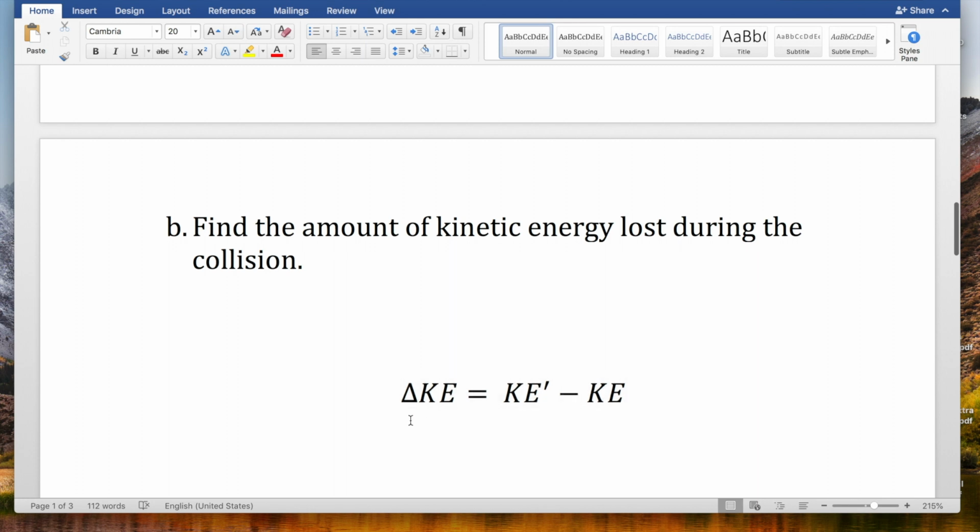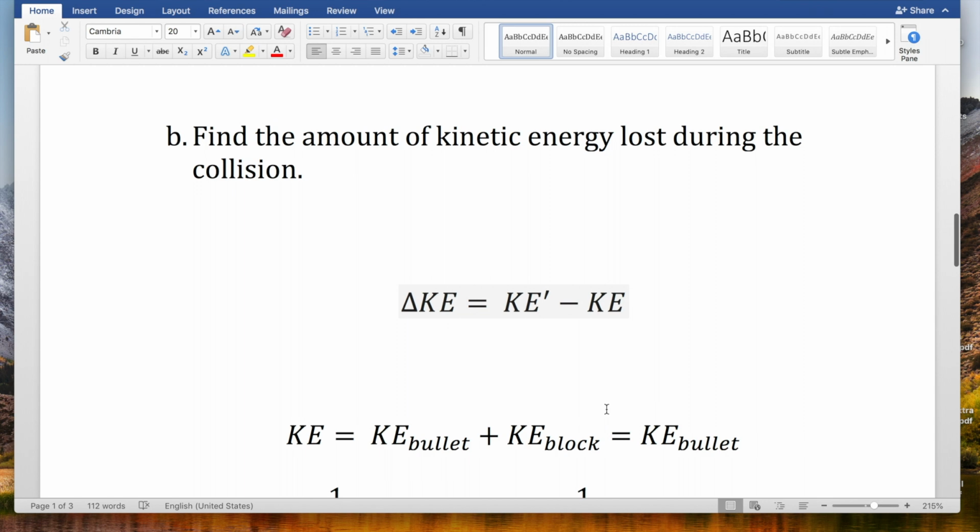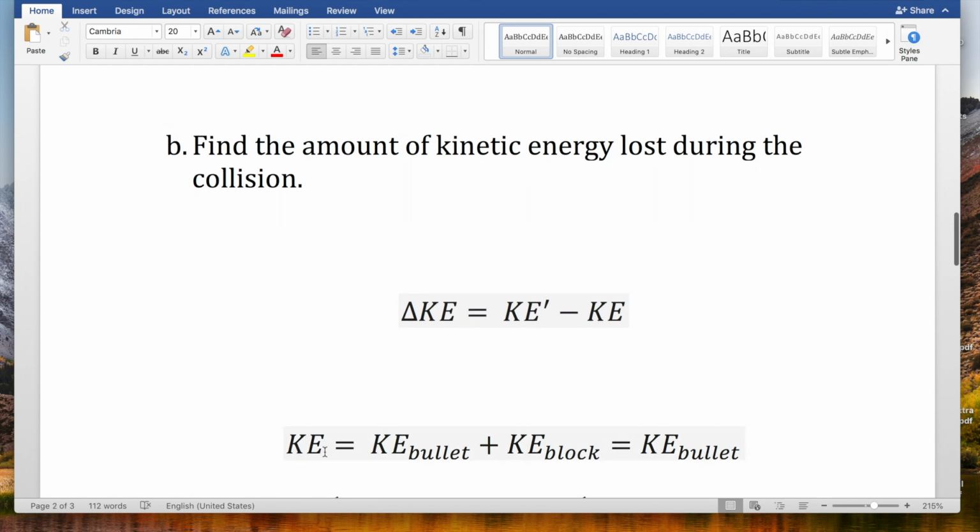Change in kinetic energy, or the amount of kinetic energy lost, is going to be KE prime, the final kinetic energy, minus the initial kinetic energy. And in this problem, the total kinetic energy is always just going to be the kinetic energy of the bullet added to the kinetic energy of the block. First thing you want to do is find the initial kinetic energy.